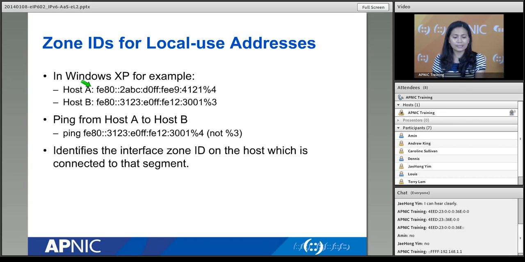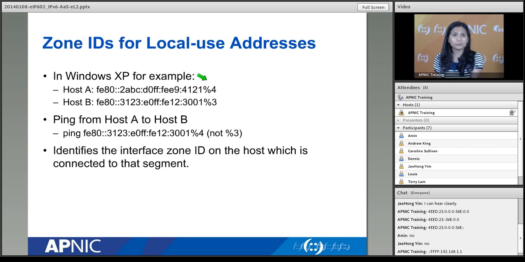Just notice that in Windows, more specifically, you will see something like a percent sign and then a number. This is different for different operating systems. On Mac OS X, I think it's en0 or en1, depending on which interface it's on. But in Windows, it's a percent sign and then a number. So what's that for? We mentioned earlier that you can assign multiple IPv6 addresses on a single interface. So how do you know where your packet will go out or where it's coming back in? That's the purpose of zone IDs.